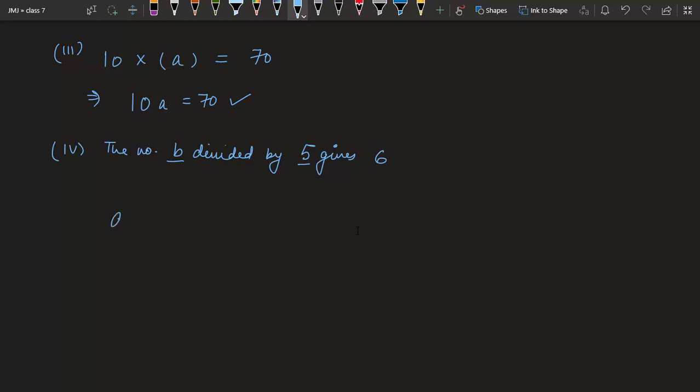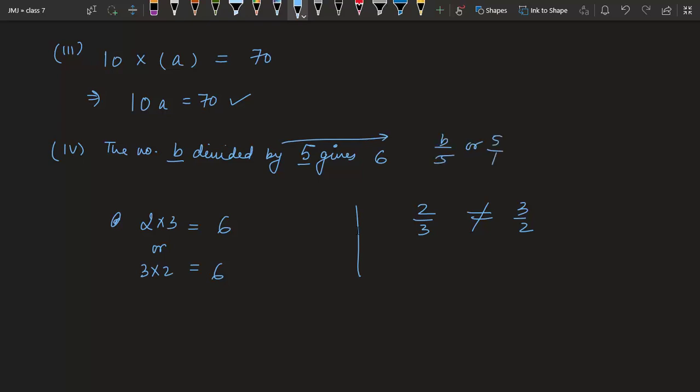In multiplication, if you write 2 into 3 or 3 into 2, that means the same thing. Here also 6, here also 6. But in division, that is not the same, because 2 upon 3 is not equal to 3 upon 2. So you have to understand properly whether the statement means b upon 5 or it means 5 upon b. You have to check that carefully. So let's see. Let me rub this.